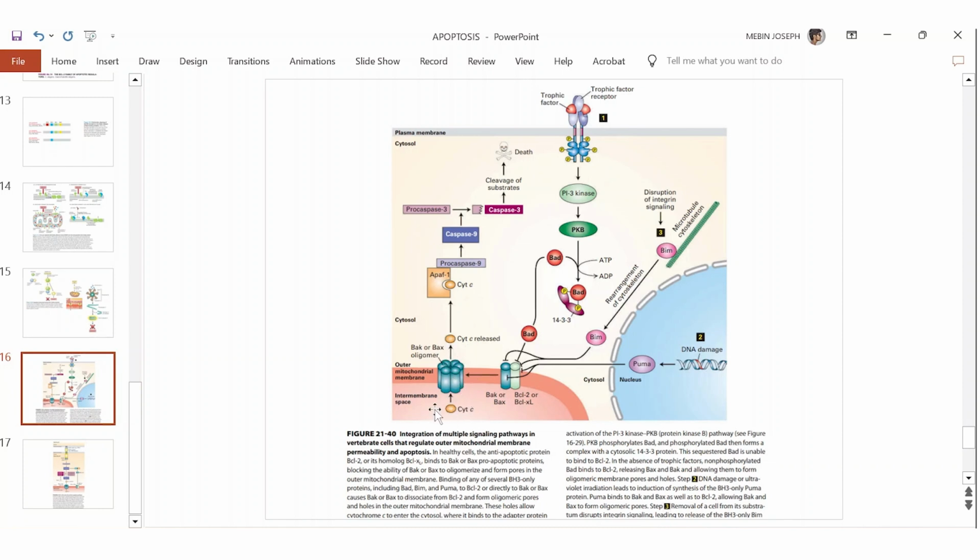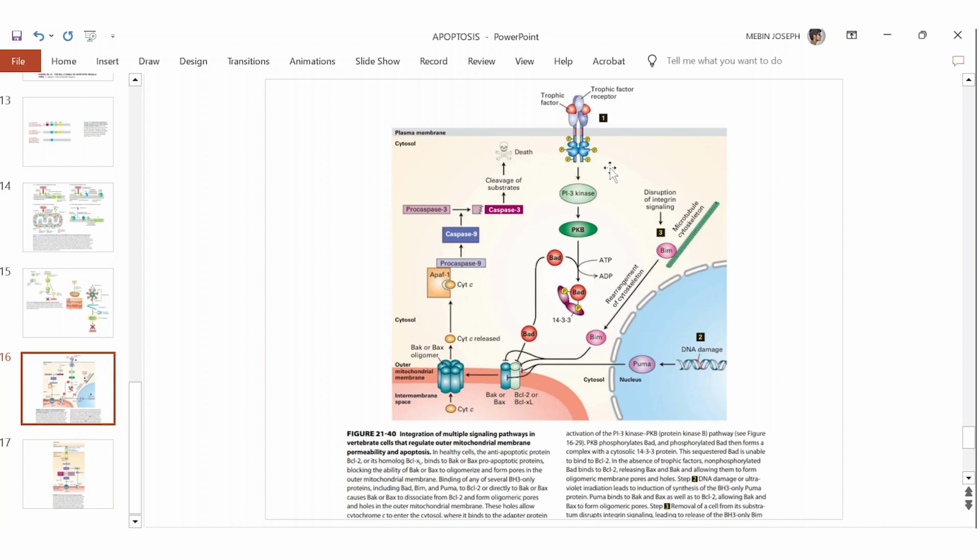cytochrome C. And we know cytochrome C will go and bind with APAF1 adapter protein, forms a death wheel. It will activate initiator caspase, and initiator caspase will cleave the pro domain of effector caspase, and effector caspase will cleave the cell substrate, finally leading to the cell death.